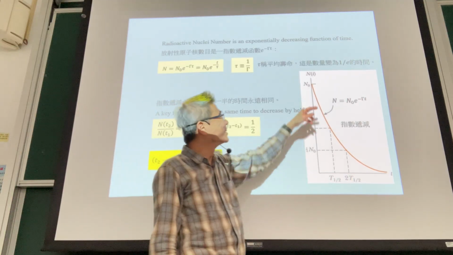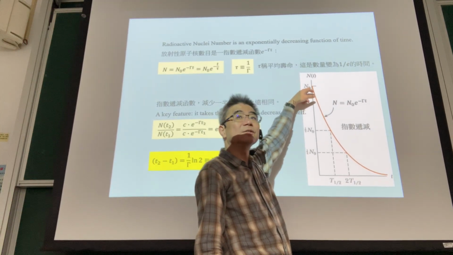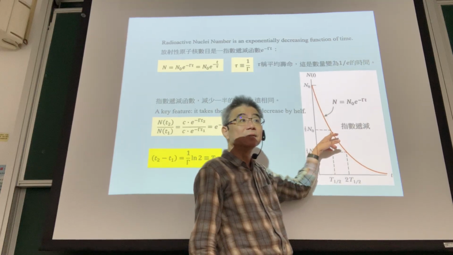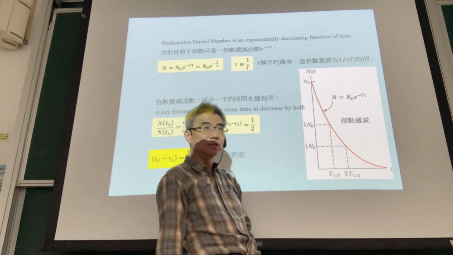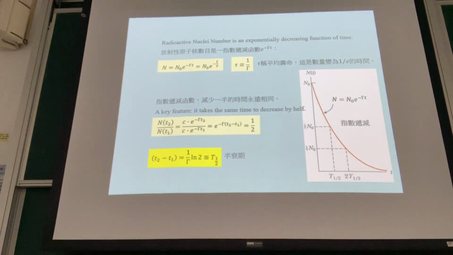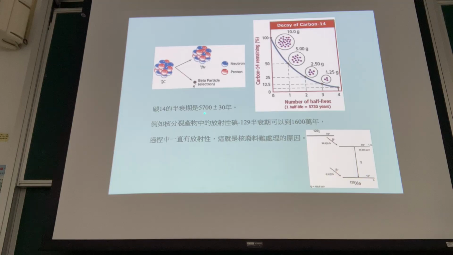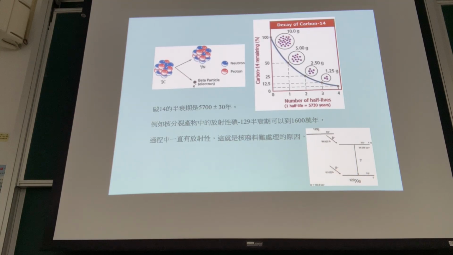Okay, so if you ask how much time it takes for this number to decrease by half, that's half-life. Easier, especially for technical guys. Half-life. Okay, so that's why we always quote half-life when we talk about radioactivity.